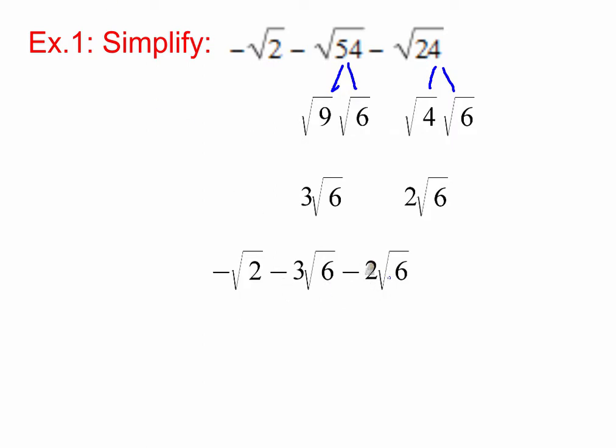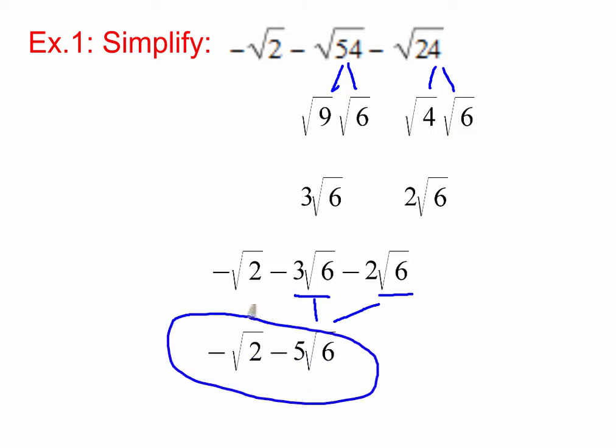I want to look at these and see what my like radicals are. This is square root of 2, this is square root of 6, this is square root of 6. So these two are my like radicals. I can combine those two: negative 3 minus 2 is negative 5. So these two combine to get negative 5 square root of 6. And this negative square root of 2 just stays by itself. It can't combine with these two because they're not like radicals. So my answer is negative square root of 2 minus 5 square root of 6.